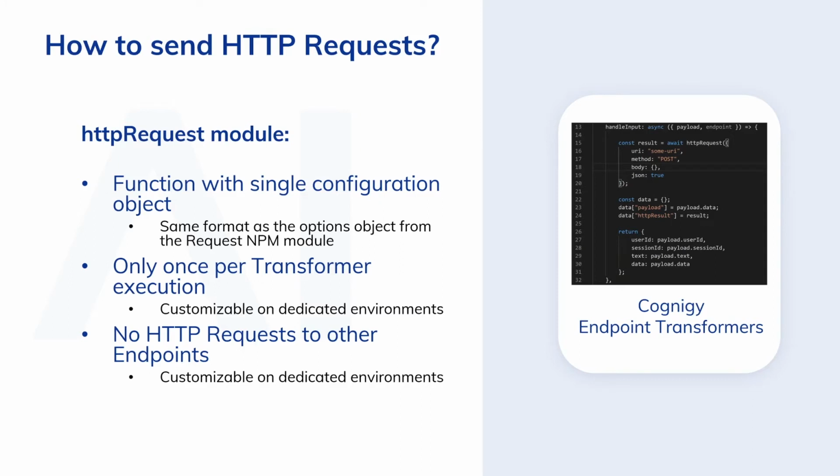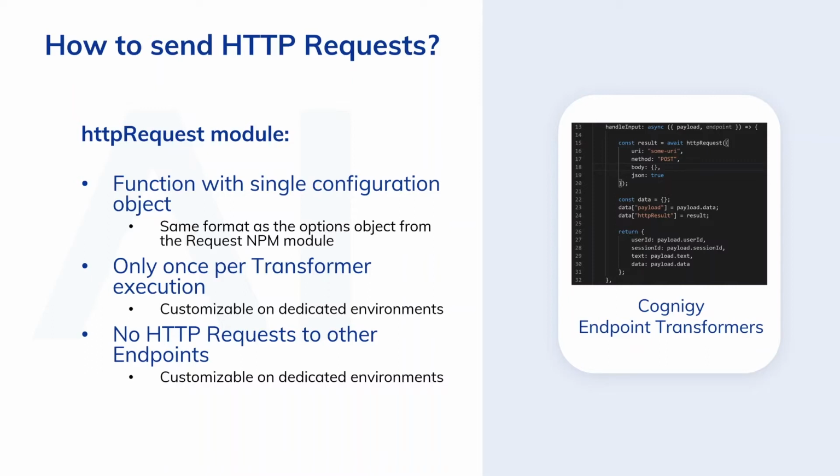Now, how to use it? Basically, the HTTP request in the endpoint transformers is a function with a single configuration object that has the exact same format as the options object from the request npm module.